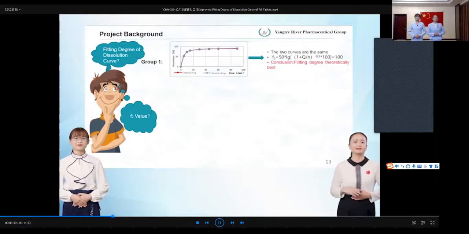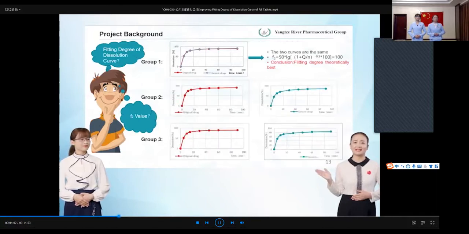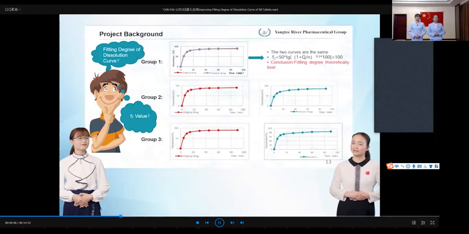You see, the first group curves are the same, then the similarity is highest, and the F2 value reaches 100, which means the fitting degree is theoretically best. Let's look at the second and the third group of dissolution curves. Shimei, which group do you think the fitting degree is higher?